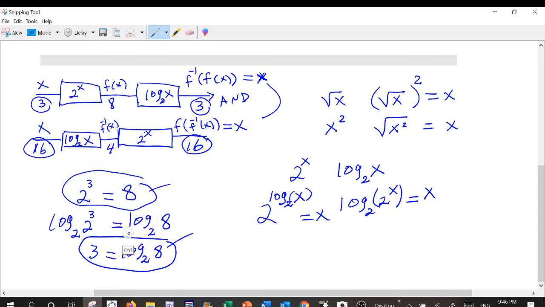Exponential, logarithmic. Now we could also start with logarithmic and convert it to exponential. And how do we do that?